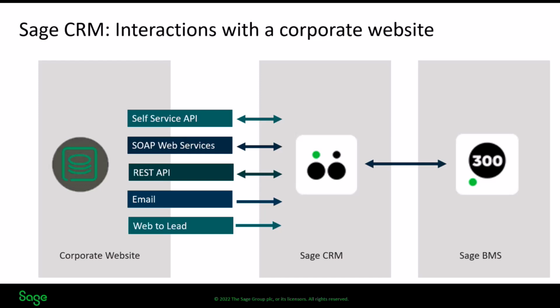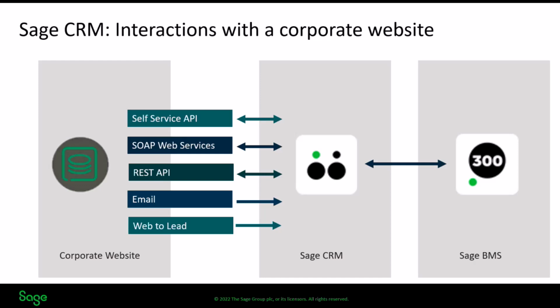We can do this through the self-service API, which we have a specific lesson on later on. We can do this through the SOAP web services. We can do this very well within the REST API as well. We can also manage this through email that is generated from the website back into CRM, and again through mail management, which is a feature and a service inside CRM.